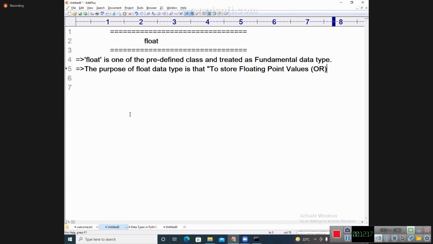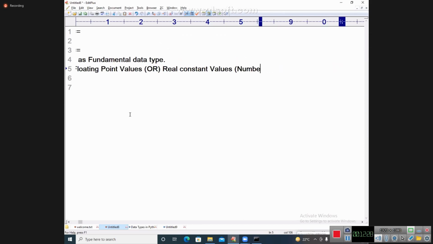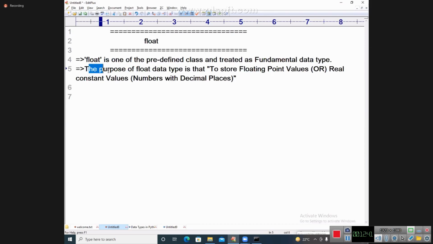Also, some people call it real constant values, which is nothing but numbers with decimal places. This is the meaning of it. The purpose of float data type is to store floating point values or real constant values, that is, numbers with decimal places. What are the numeric examples, sir?